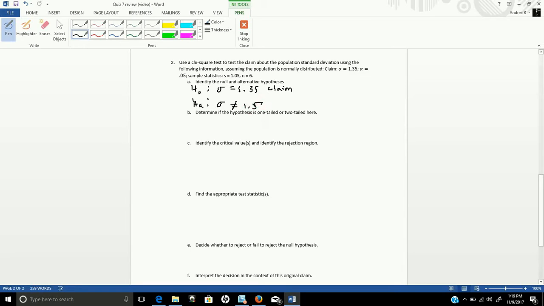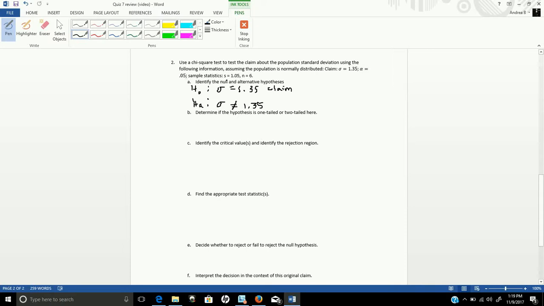In this case, it looks like I actually gave it to you in terms of the symbols. Some of them will be written down in terms of words. Some of them are written down in terms of symbols there. So make sure that you are careful whenever you're writing those out. Write that a little bit nicer here. There we go, 1.35. And then we have our alpha is 0.05.